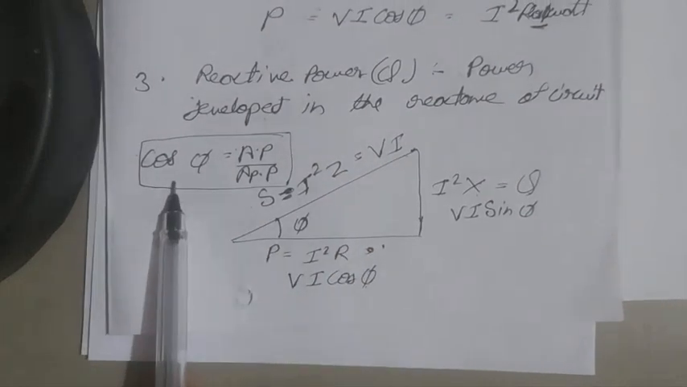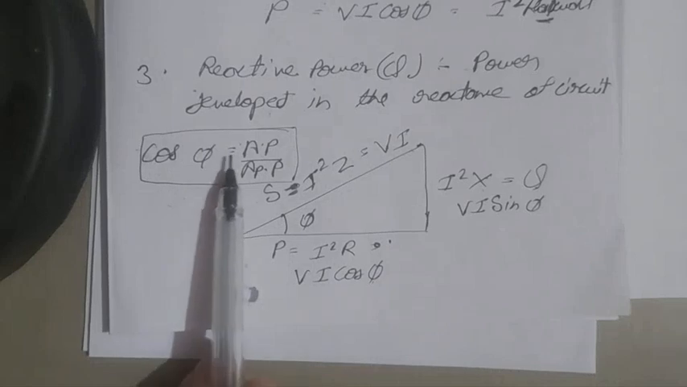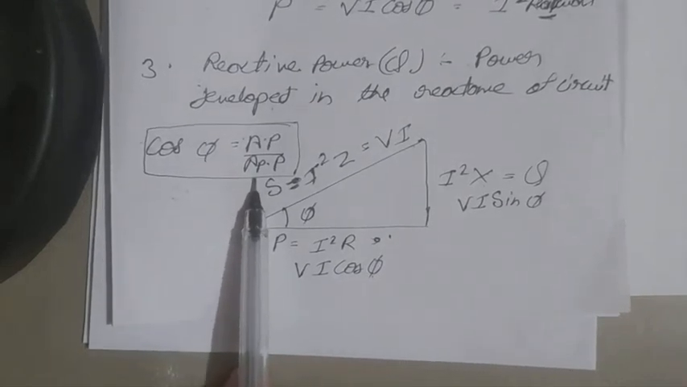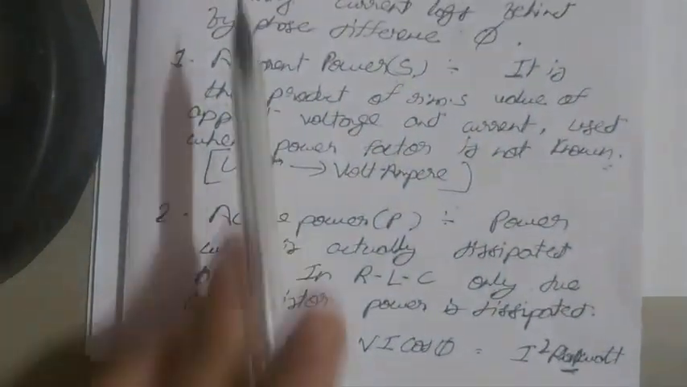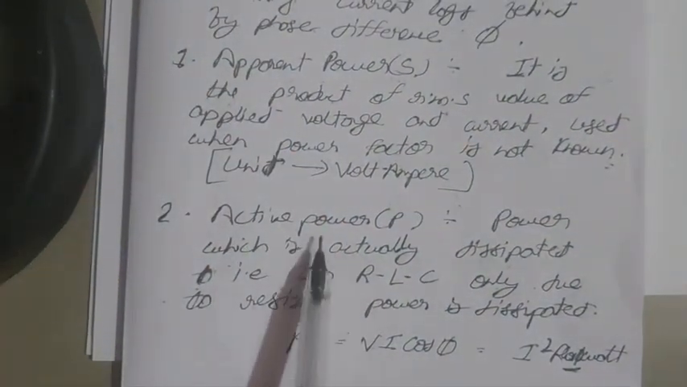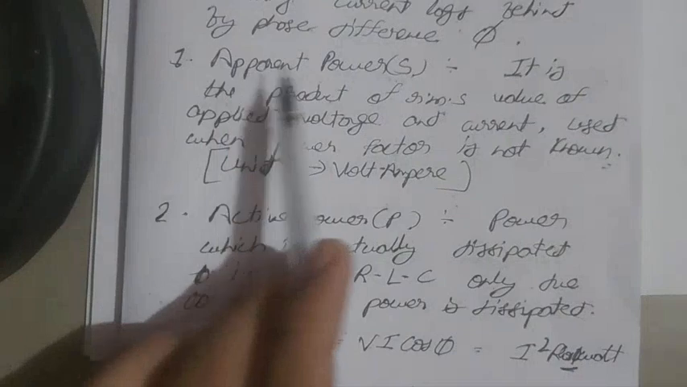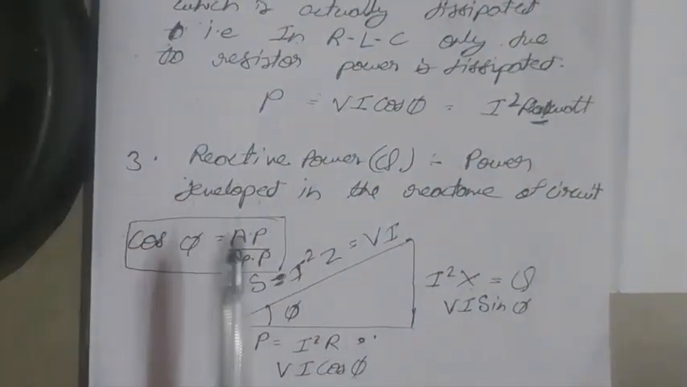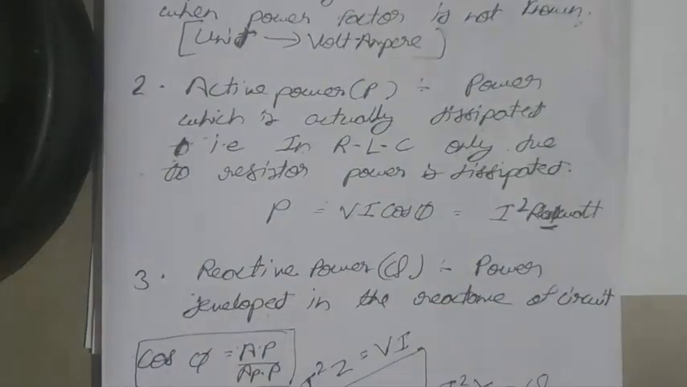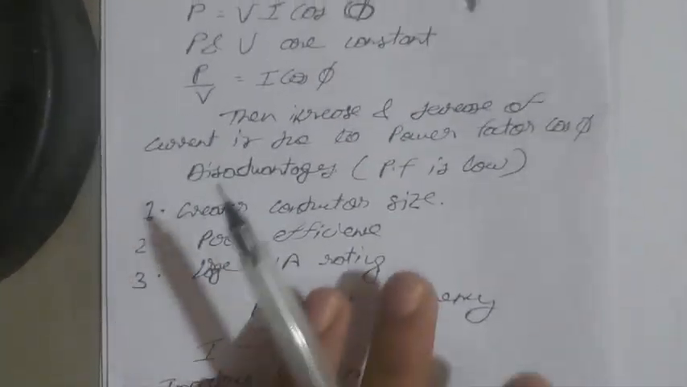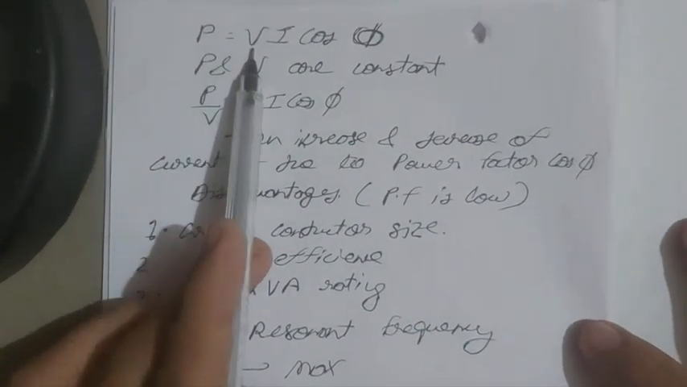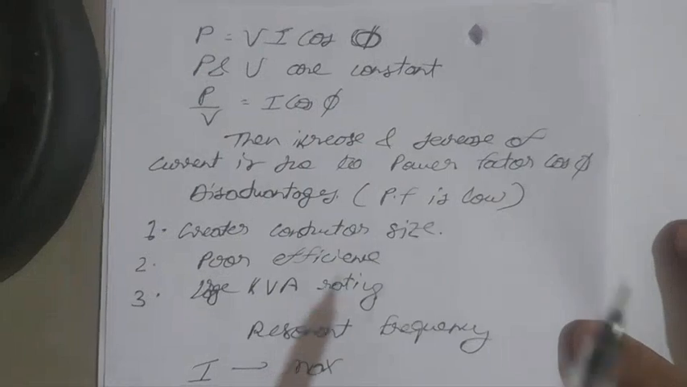We obtain power factor as active power upon apparent power. I hope you understand all three powers. The active power is denoted by P, the apparent power is denoted by S, and the reactive power is denoted by theta. After that, we obtain active power P = VI cos phi.